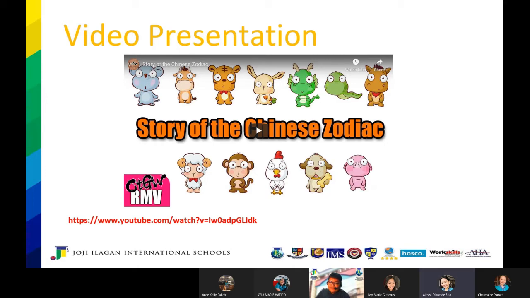Kaya walang year of the cat sa Chinese zodiac signs. Tapos yun nga, tinikasan ng cat yung rat. Oo, tinikasan ang rat, grabe.